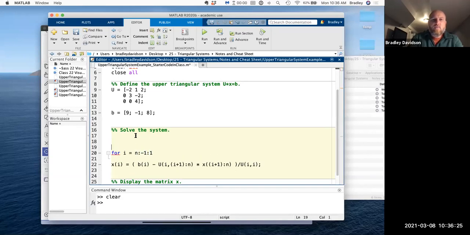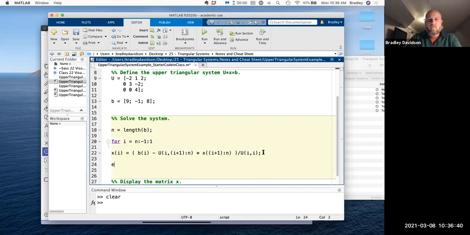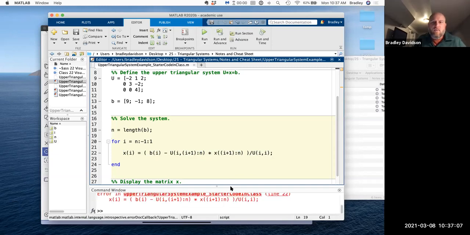The last thing that we haven't done is we need to solve for n, which we can do with the length of b. Let's save this. So n is equal to the length of b. We're going to go from n to 1. And then we came up with this generic equation that makes use of our matrix multiplication for solving each row. When we run this, we get an error.